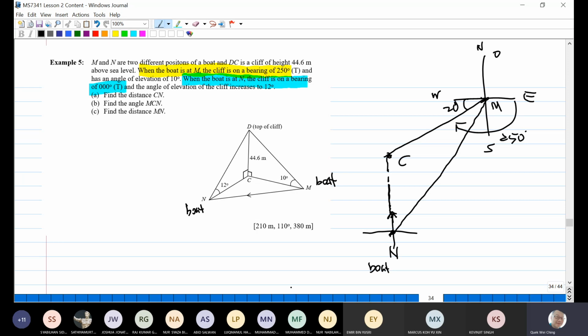Okay, now I'm going to look at another statement. The height of the cliff is 44.6. First, I want to find out the distance CN now. So let's draw another diagram to find the distance CN. I'm going to use a different color.